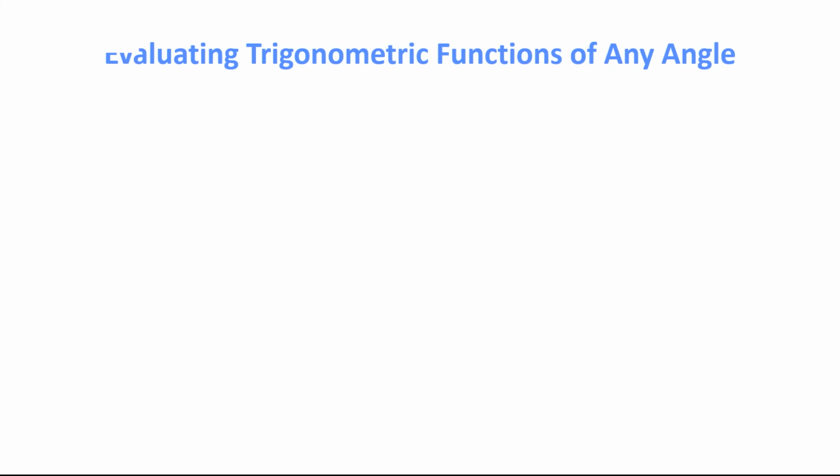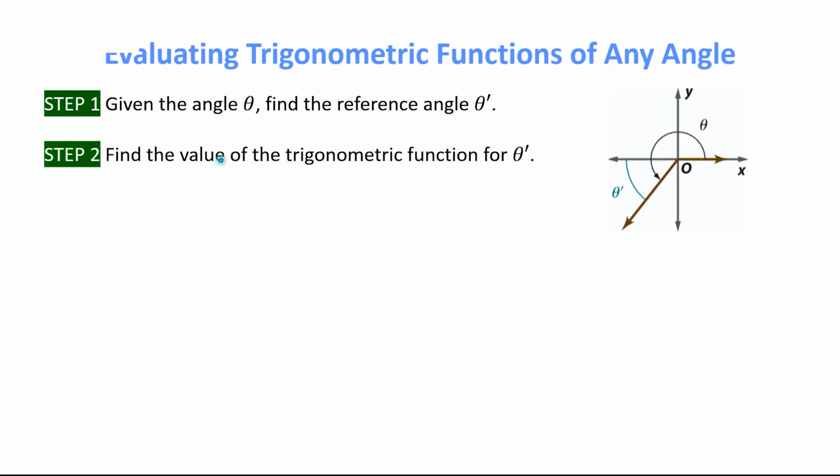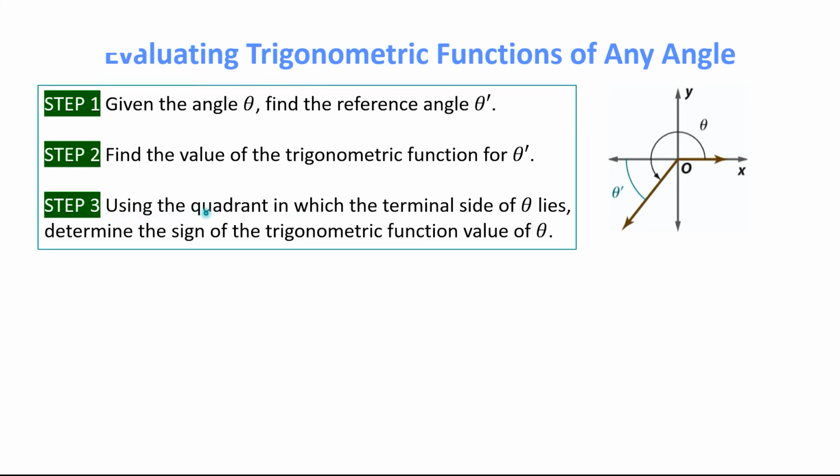So now we can come up with a general rule for evaluating trigonometric functions of any angle. Step 1: given the angle theta, find the reference angle theta dash. Again, just to illustrate this point further, here is a graph, and here we have theta and theta dash. Step 2, we find the value of the trigonometric function for theta dash. That is cosine of theta dash, tangent of theta dash. This is what we mean by the value of the trigonometric function for theta dash. And step 3, using the quadrant in which the terminal side of theta lies, determine the sign of the trigonometric function value of theta.